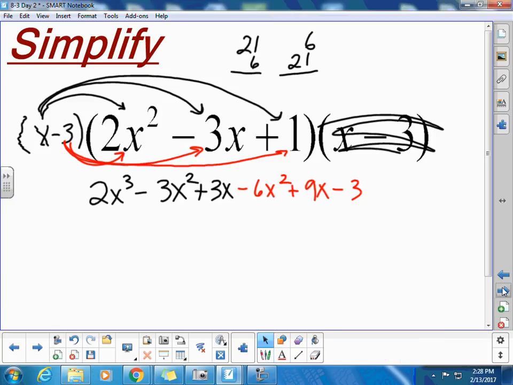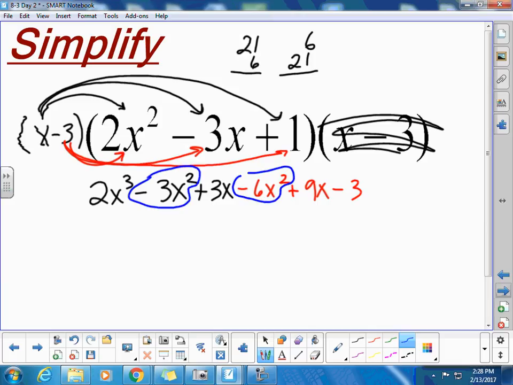So let's see. We have got some x squareds. Don't forget the negative goes with your 3x squared. I have that, and it looks like I have negative 6x squared. So let's start with the biggest one. If we're going to write it in standard form, I start with the 2x to the third. I don't have a need to combine with that. Now I'm going to combine my x squareds. So negative 3 and another negative 6. I have altogether negative 9x squareds.